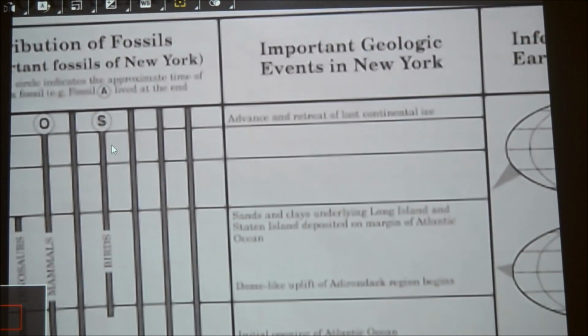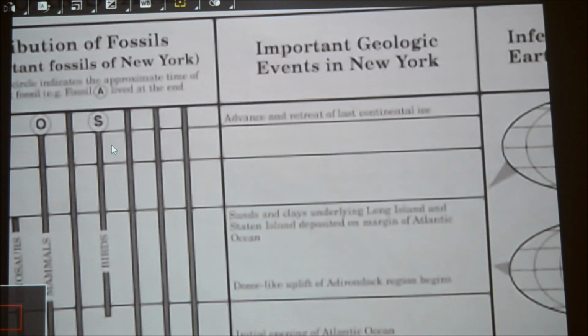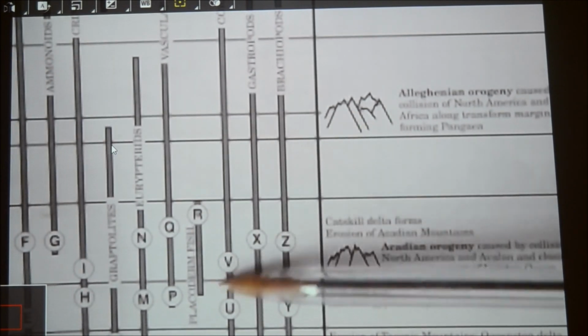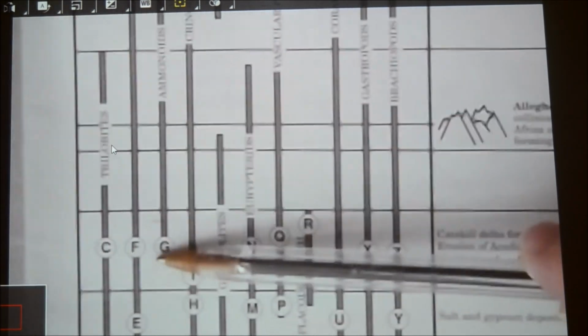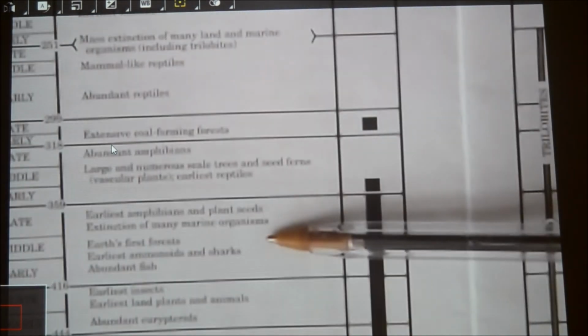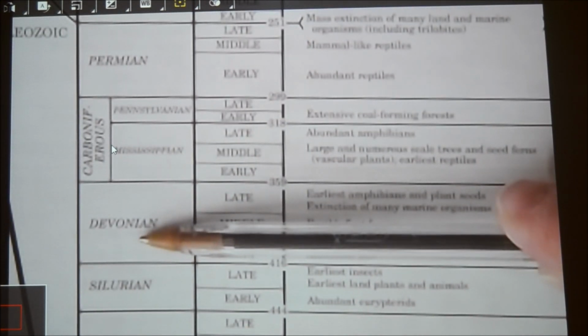Sliding into important geological events in New York State. Same thing. If I am trying to figure out when the Catskill Delta formed, I'm going to find the Catskill Delta, and I'm going to read over. I can figure out what organisms were living at that same time period, and I can tell you it's during the Devonian time period.